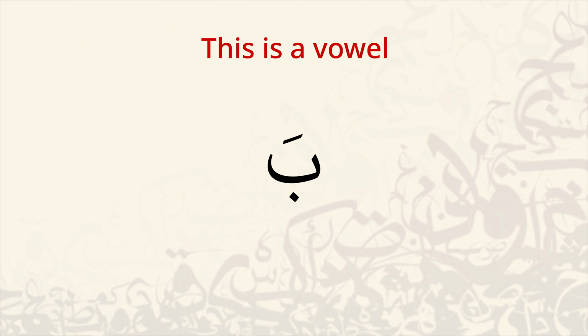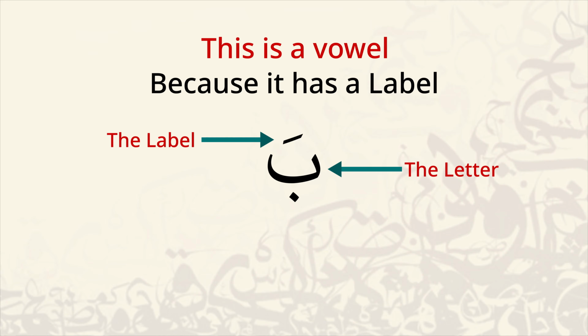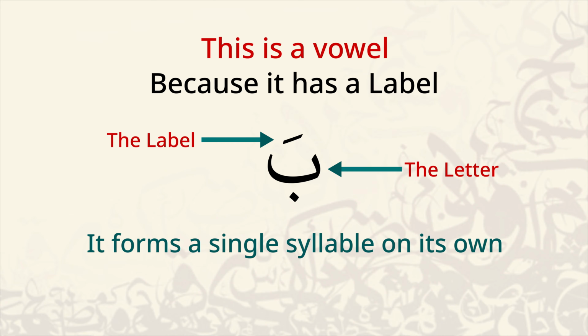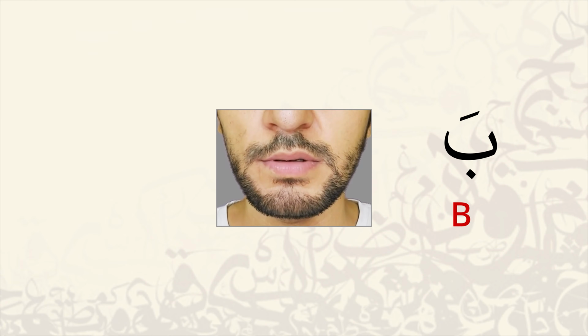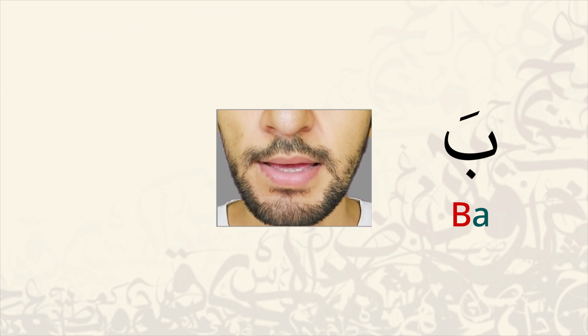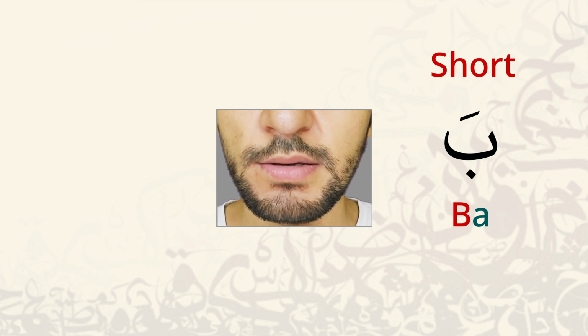This letter here is a vowel, right? Because it contains a label, which means that this letter forms a single syllable according to the first rule we covered in the previous lesson. If we want to spell this letter, we need both its sound and its label. The sound is B, and the label is E. So together, this letter sounds like Bi, which is short. We don't stretch the sound here.